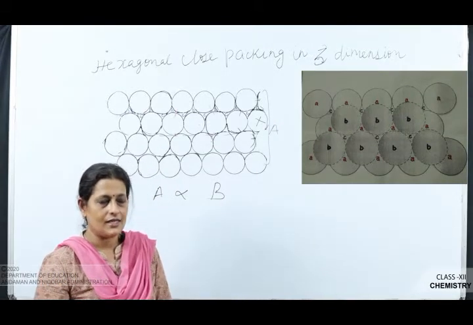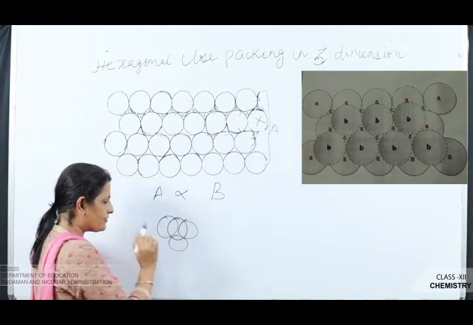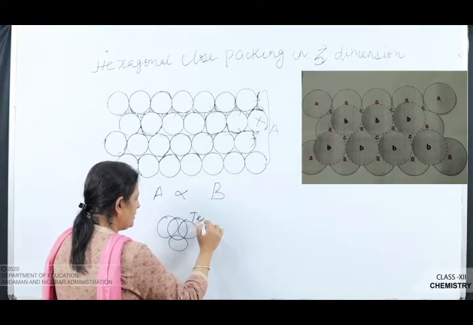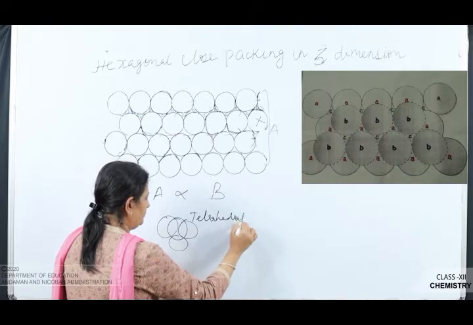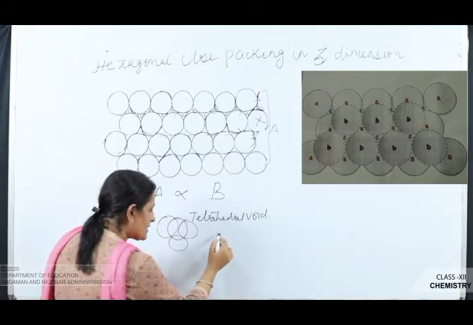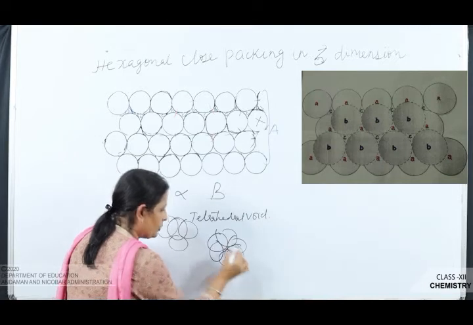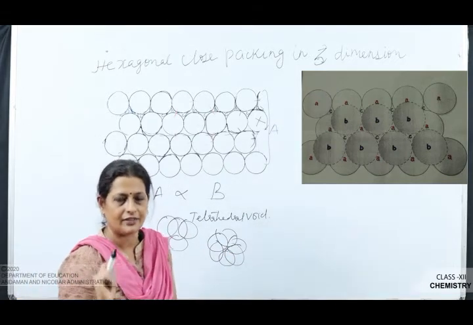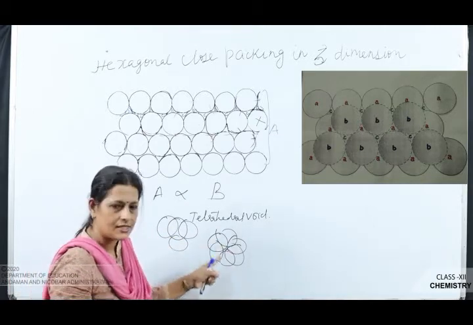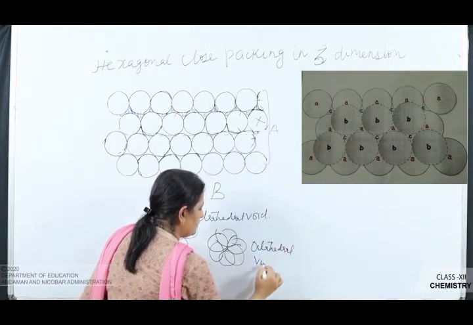In one case you see 3 spheres are in the bottom, 1 at the top. So, it gives you how many spheres are touching? 4 spheres are touching. So, it gives you what type of void? Tetrahedral void. It gives you a tetrahedral void. Then you see another case, 3 spheres at the bottom and 3 spheres at the top. So, 6 spheres are touching, see carefully in the figure. 3 spheres at the top and 3 at the bottom. So how many spheres are touching? 6 spheres. So what are you getting? Octahedral void. So is it clear?